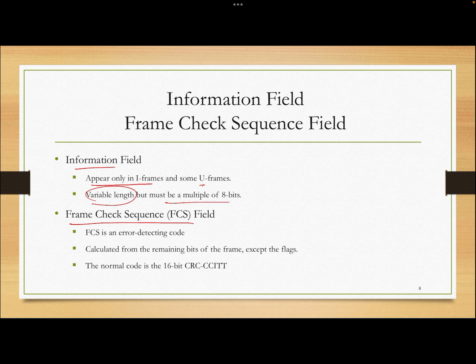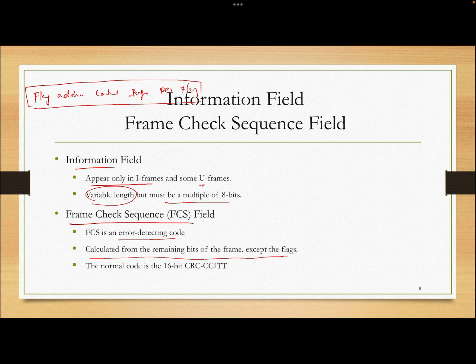For the frame check sequence, this is an error detecting code. You calculate it from the remaining bits of the frame except the flags, okay. So you have flag here, and you have address, you have control, you have information, you have frame check sequence, and you have flag. So you use all this as data to encode, and this is parity.